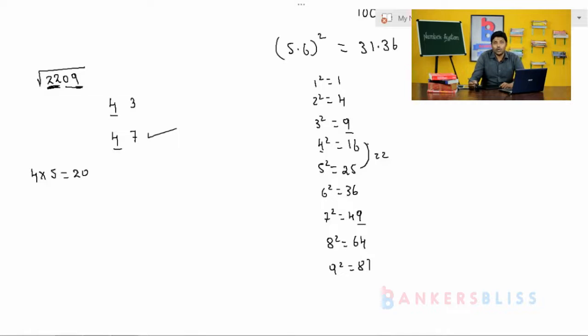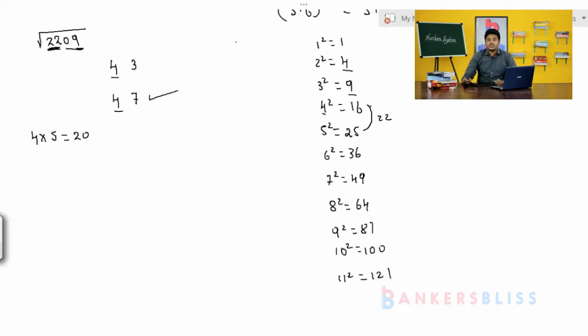Let me take one more number. Square root of 11,881. Now, the last two digits you have to group. That is 81. So what is the unit digit here? The unit digit is 1.